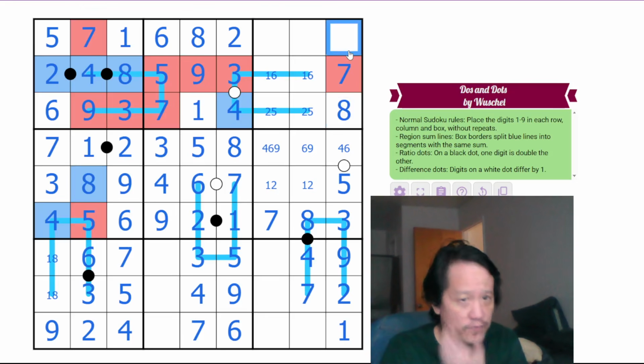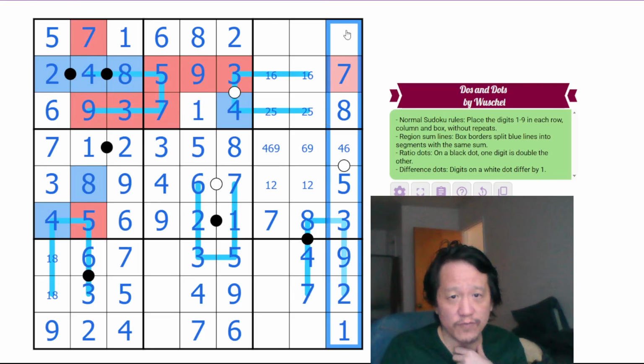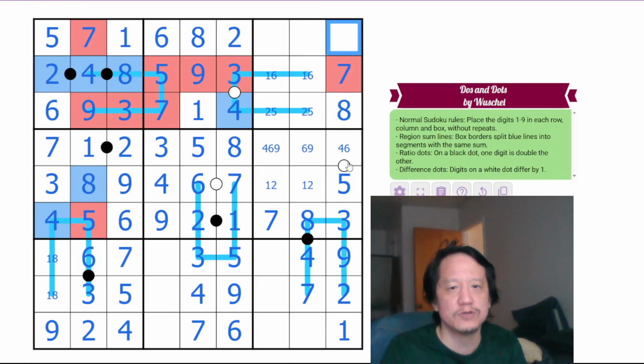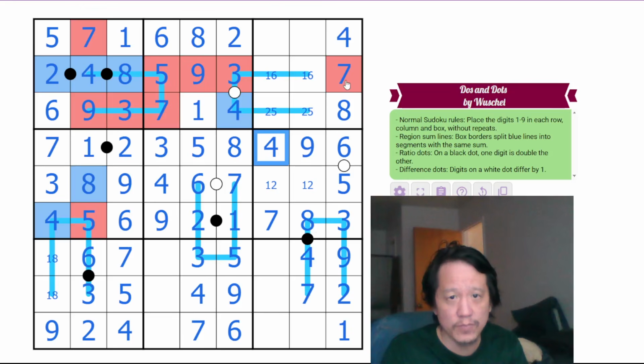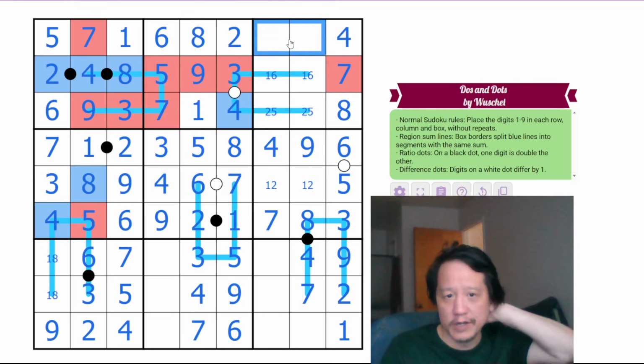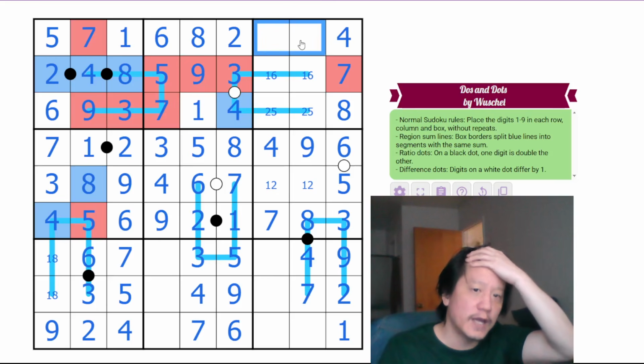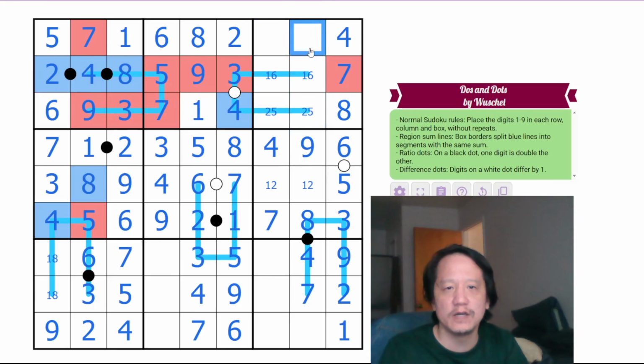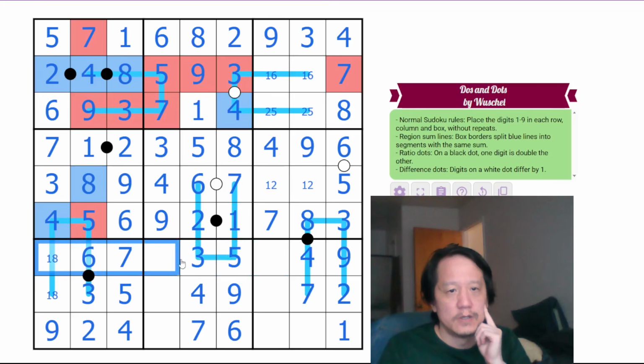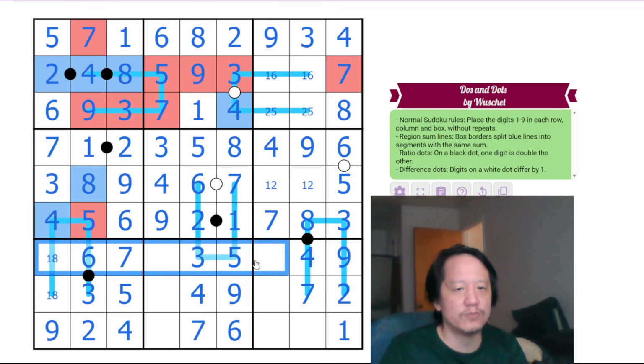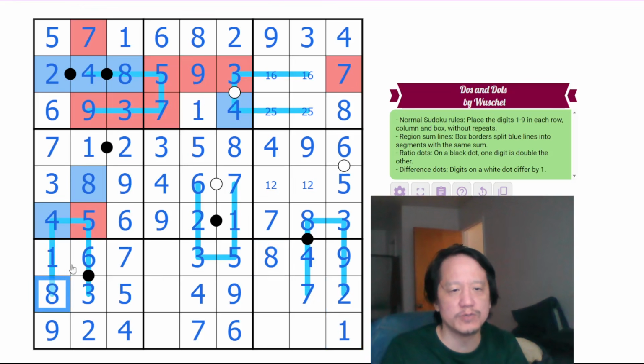Remaining digit of column 9 has to be 4 or 6, but this can't be 6 because of 6 in the row, so this is 4, which makes that 6, which makes this 9, which makes that 4. Remaining digits of row 1, we have 3 and 9. This can't be 9 because of 9 in the column, so that's 3, which makes that 9. Remaining digits of row 7 are 1, 2, and 8. This can't be 1 or 2 because of 1, 2 in the box, so this is 8, which makes this 1, which makes that 8. That leaves that as 2.